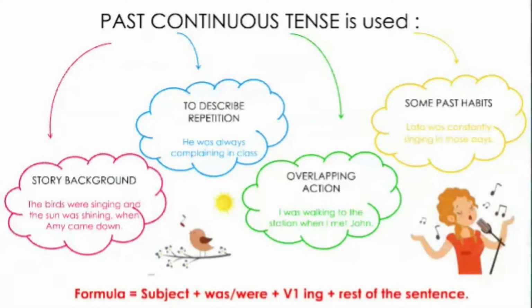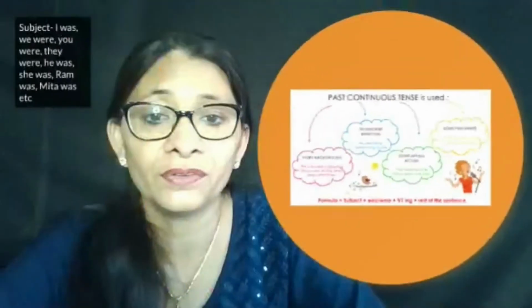Now what is the formula? Let's see. It is subject plus was or were. We use was or were here. In present continuous we used is, am, are, but here we are using was, were, plus V1 plus ing. V1 is the first form of the verb and ing along with that, going, coming, talking, like that, plus the rest of the sentence. So let us see some more examples.